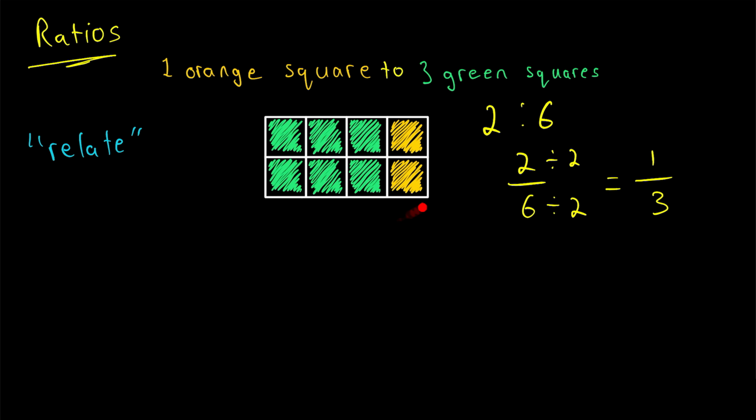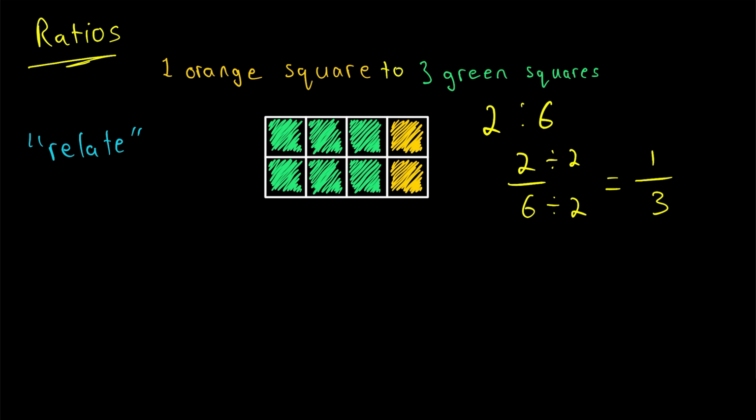And it turns out, for our new situation, both of these ratios are correct, 2 to 6 and 1 to 3. There are 2 orange squares for every 6 green squares. However, it's still also the case that there is 1 orange square for every 3 green squares. I mean, look at this. There's 1 orange square, 1, 2, 3 green squares, 1 more orange square, 1, 2, 3 green squares. So it's still the case that for each single orange square, there are 3 green squares.